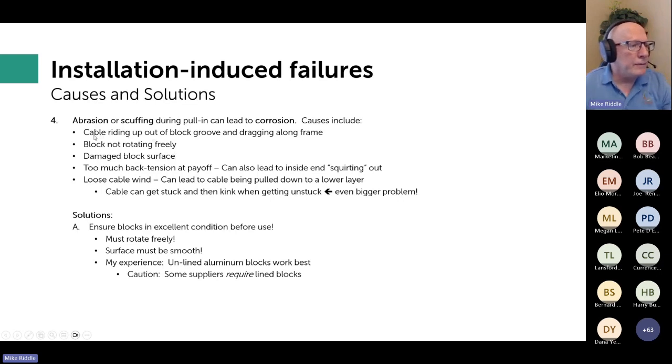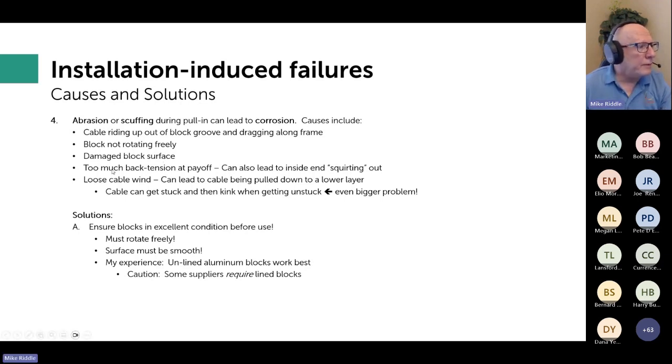And then, especially at angles, what I sometimes see is the OPGW needs to stay in the same plane as the block. And if it doesn't, it's smaller and lighter than conductor, and so it has more of a tendency to ride up out of the groove and then get dragged along the frame. And then bad things will happen. The cable is going to get abraded, and you're potentially making it vulnerable to corrosion long term.